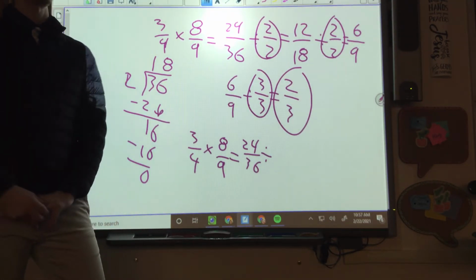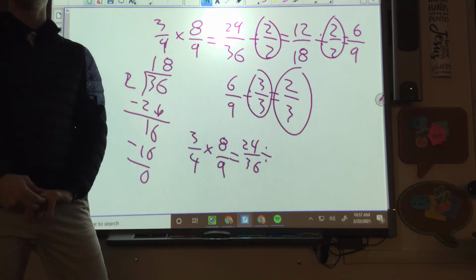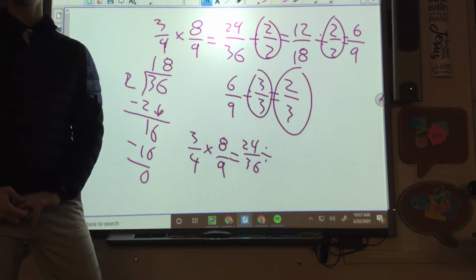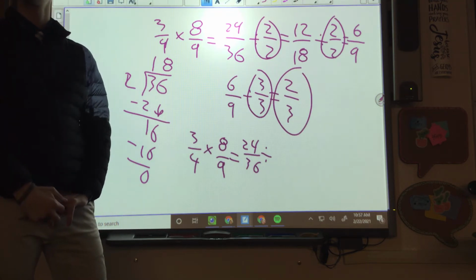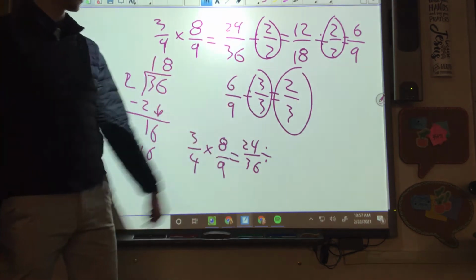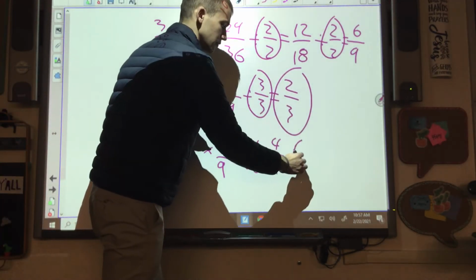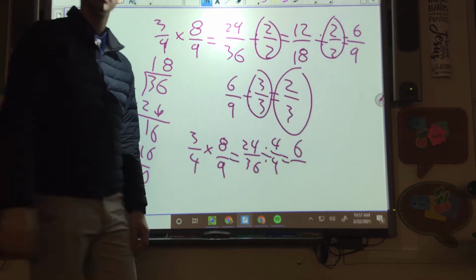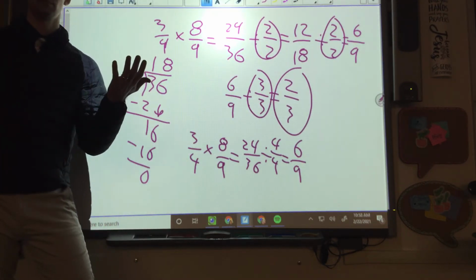What else could we have divided by right away? Remember, with 24 and 36 we gotta think, hey, what numbers go into these? You should have known something else off the top of your head too. What other number goes into 24 and 36? 4. So you could have divided by 4 over 4 right away. 24 divided by 4 is 6. 36 divided by 4 is 9. So we would have gotten 6 over 9, divided by 3 over 3 again. That would be just easier.